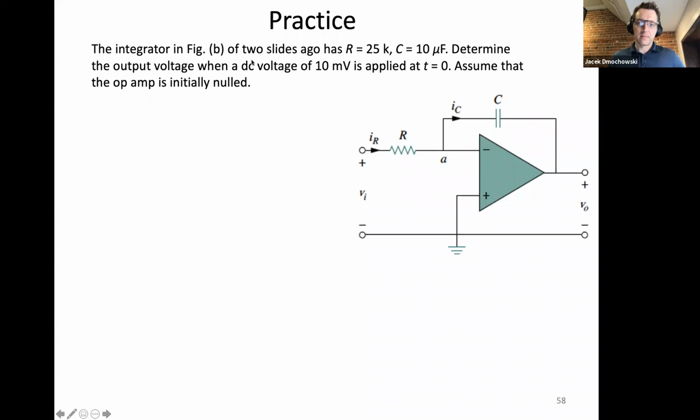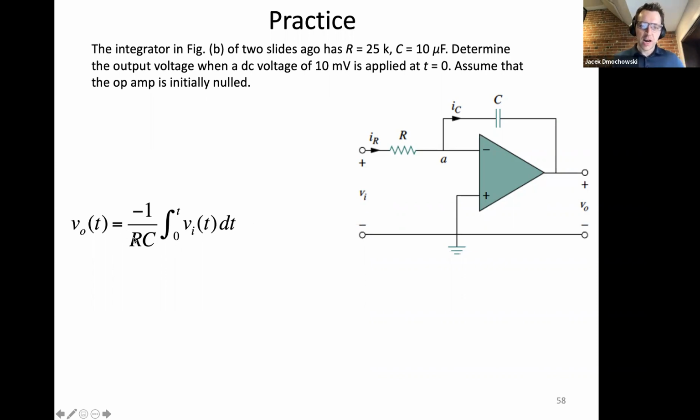All right. So here we have another integrator circuit. We have a resistance of 25 kilo ohms, a capacitance of 10 microfarads, and we are asked to determine the output voltage when a DC voltage of 10 millivolts is applied at t equals 0. Right? So here, our input is a constant. So this is pretty straightforward. This is our governing equation. So we know that the op-amp is initially sitting at 0 volts. So we don't have to include an integration constant.